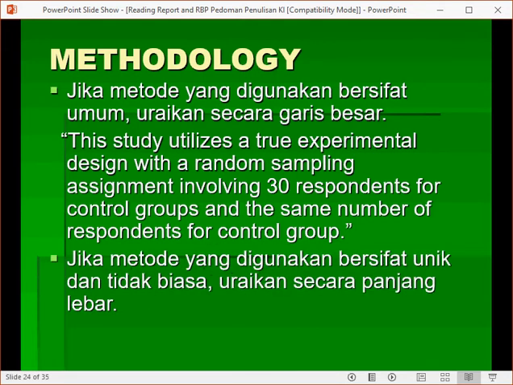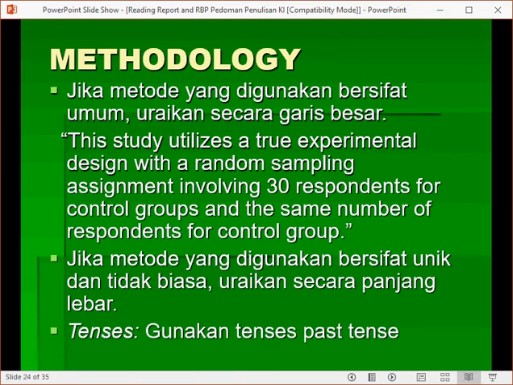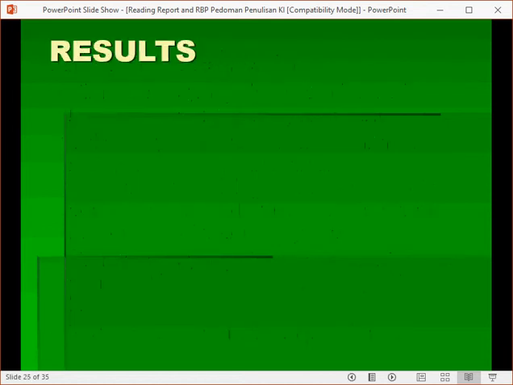Okay, if the method is very unique, specific or unusual, then you have to give a very complete discussion. And then for the tenses, past tense should be used. So for methodology, use past tense.